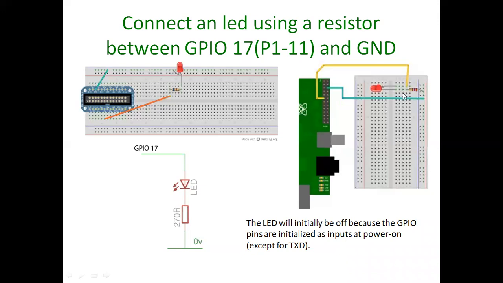And here the LED will initially be off because the GPIO pins are initialized as inputs at power on. So if we give the power supply, then the LED will glow, and if we switch off the power supply, then the LED will go off. In this manner, we can glow the LED. By using this GPIO, we can do many projects as we require.